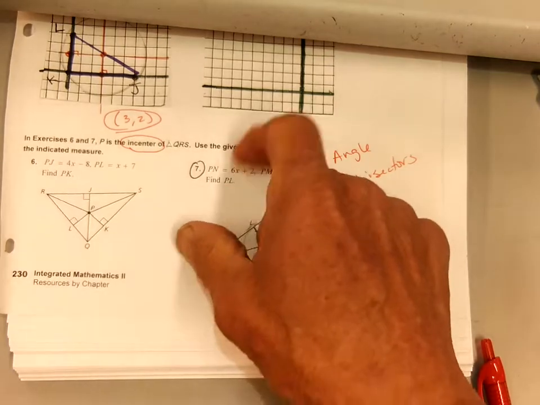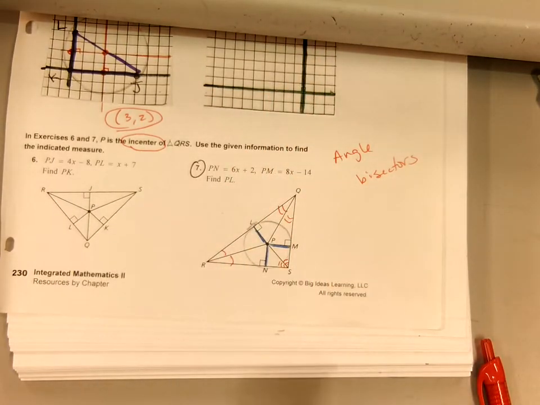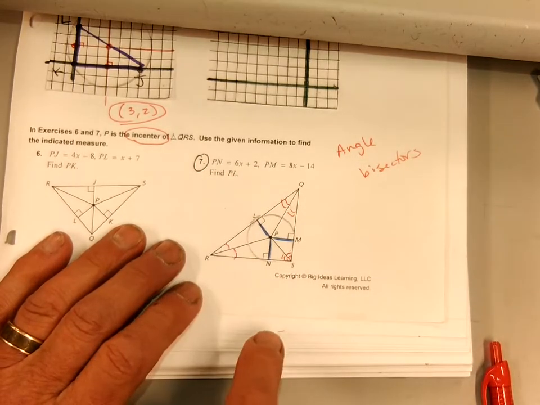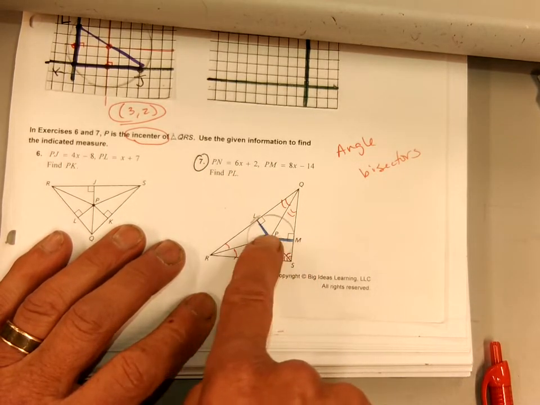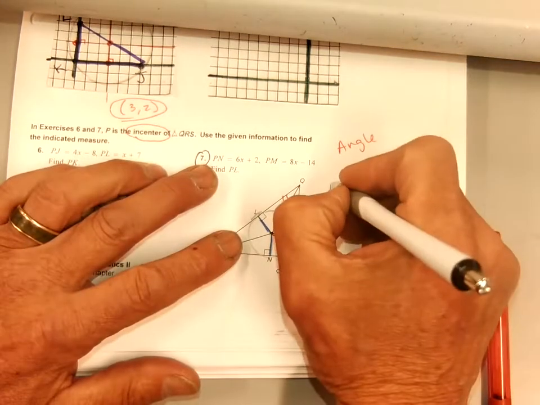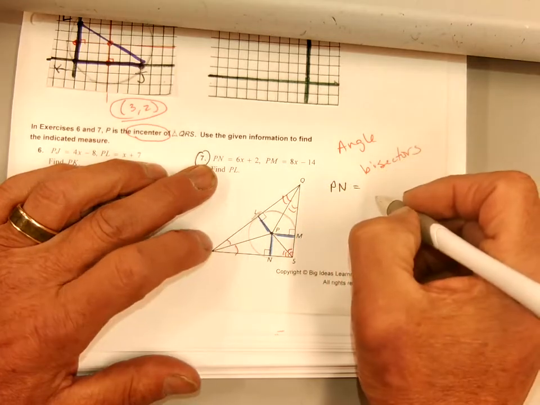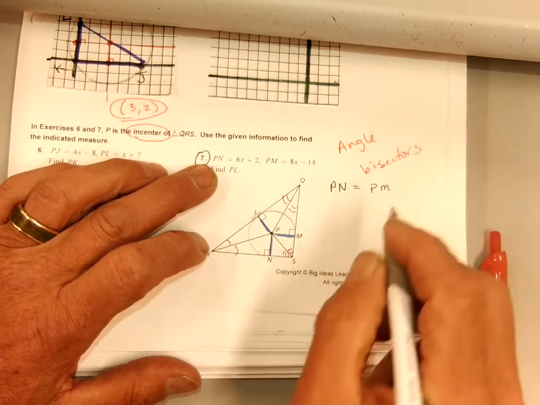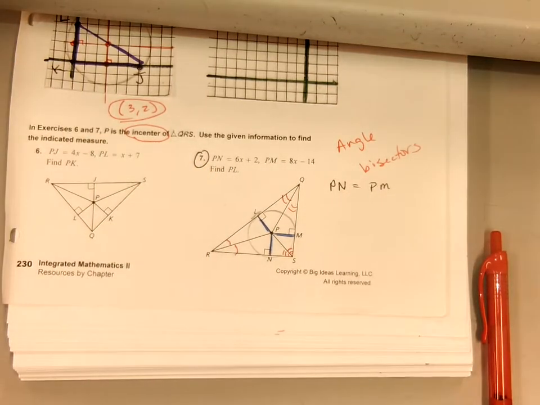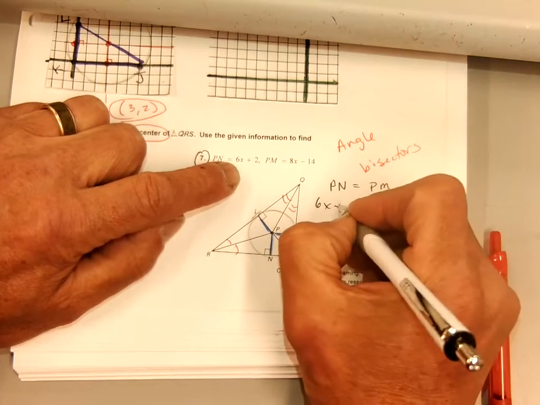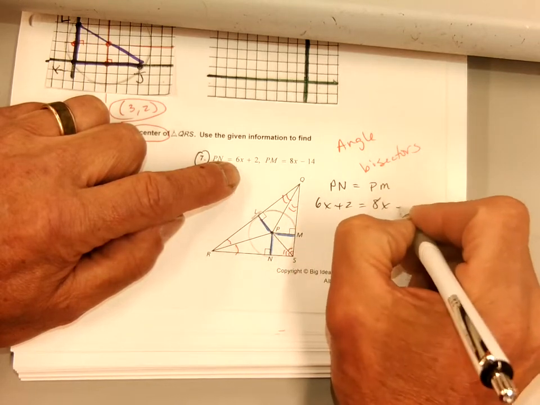Okay, so here's what I know. PN is equal to 6x plus 2, and PM is equal to 8x minus 14. We know that PN is equal to PM because they're radii of the same circle. See that little circle on the inside? So radii of the same circle have to be equal. So I'm just going to say 6x plus 2 is equal to 8x minus 14.